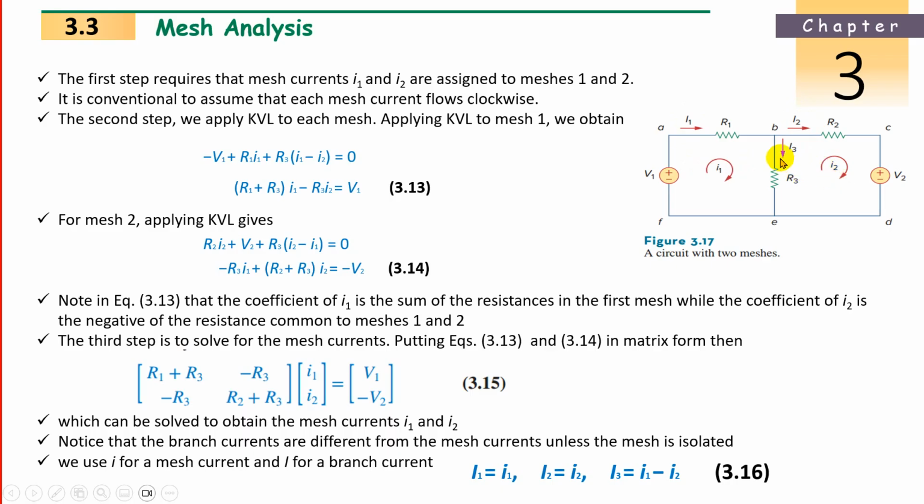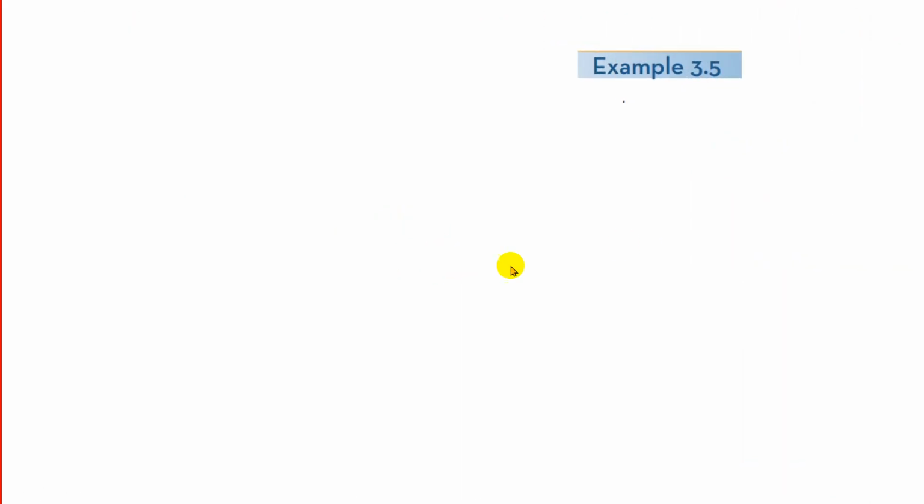Coming to I3, it is different. I3, now its direction: I3's direction is the same as I1. So I3 is I1 minus I2, because the I3 we assumed is the reference direction. From that point of view, in the same direction I1 is there, and in the opposite direction I2 is there. So I1 minus I2. If you assume this I3 in the reverse direction, then it becomes I2 minus I1. So like this, we have to form the equation.